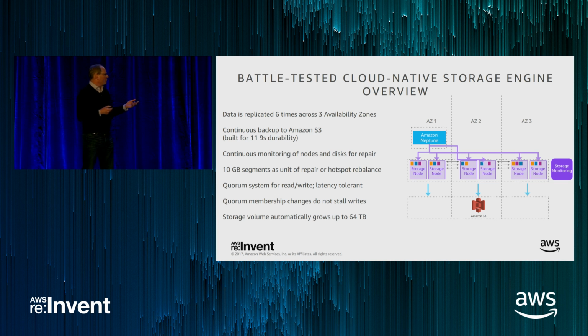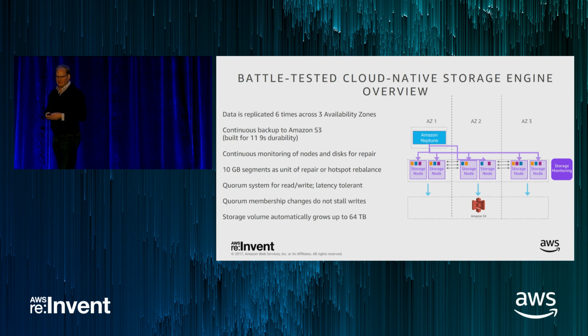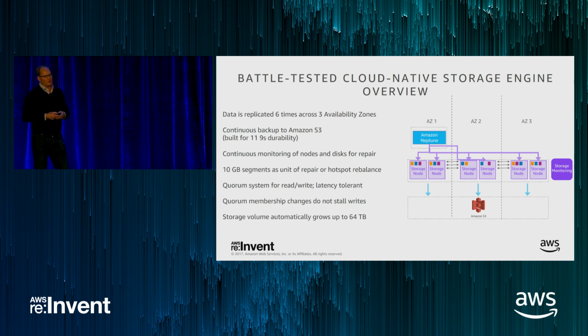That's what we call a quorum system for the read-write, and it has an additional benefit for performance. It allows the system to essentially hide network latencies. In the tails of network latencies, we can basically ignore some of them because we require only a quorum of 4 out of 6 for writes, and a quorum of 3 out of 6 for reads. Furthermore, quorum membership changes don't stall writes.